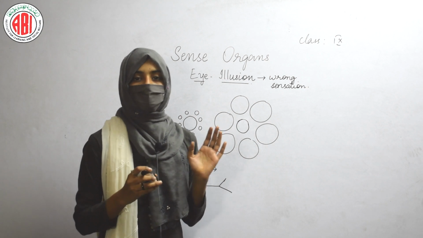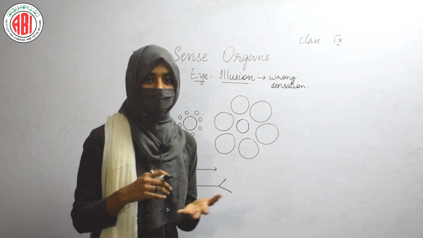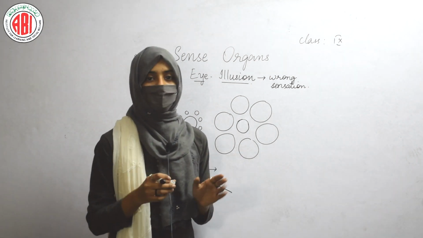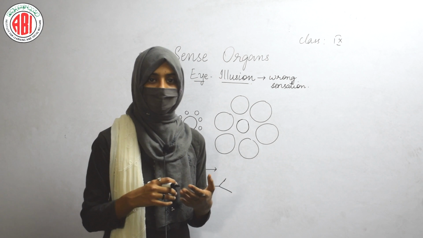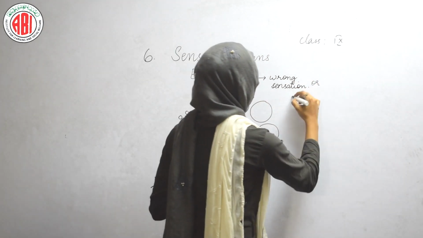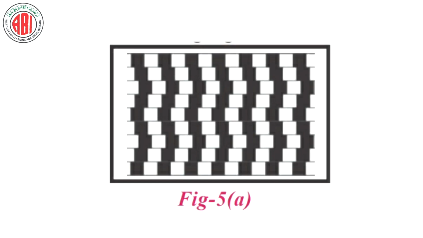Okay, and by studying the illusions we can clearly understand that the overlapping of the stimulus takes place that leads to the discrepancies or false identification. Wrong sensation, or we can say it as false identification. So here we have a checkerboard, and if you are asked to see whether the lines are straight or crossed, sometimes it looks straight and sometimes it may be crossed. This is due to the false identification.